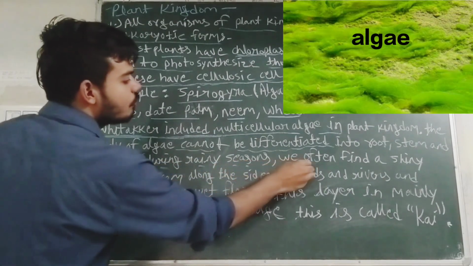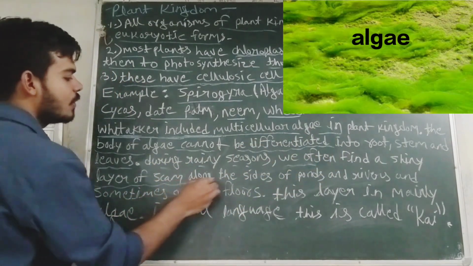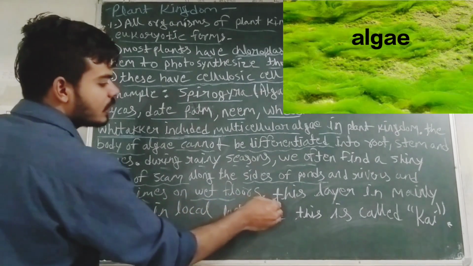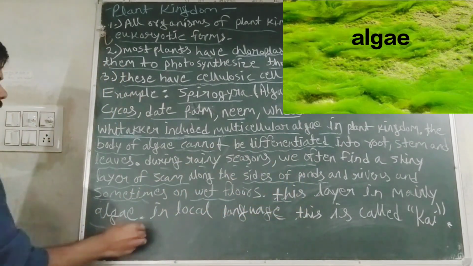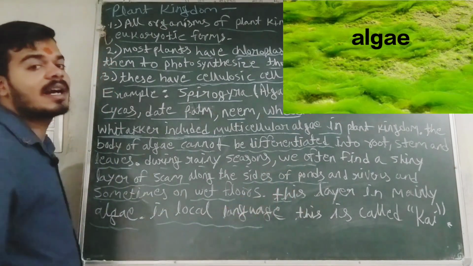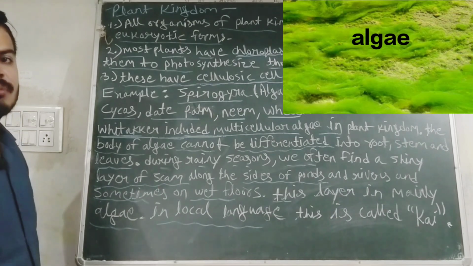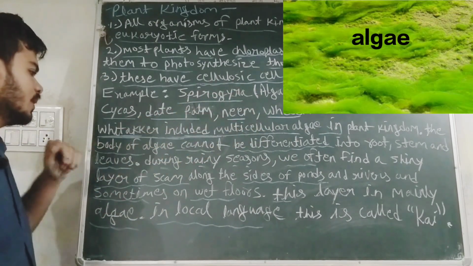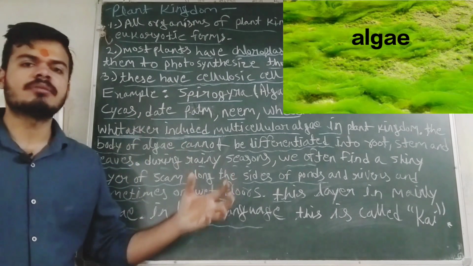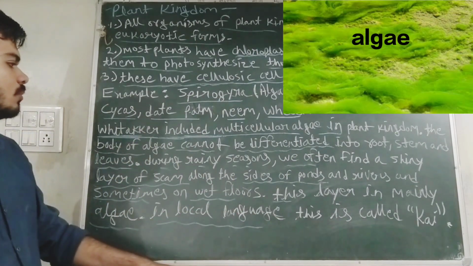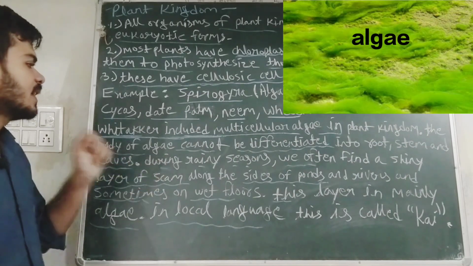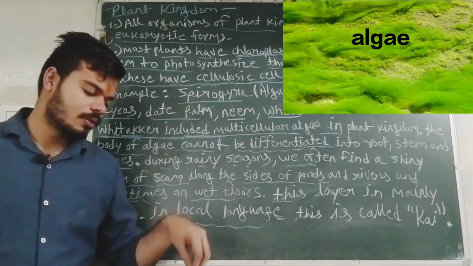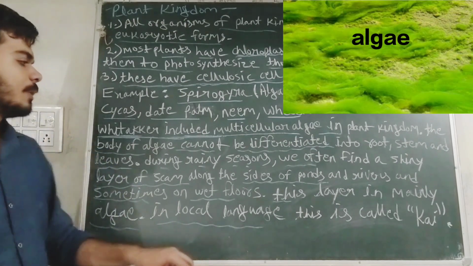During rainy seasons, we often find a shiny layer of scum along the sides of ponds and rivers and sometimes on wet floors. This layer is mainly algae. In local language this is called kai. Algae means kai. We cannot differentiate the kai into root, stem and leaves. We can see the kai, or the algae, in the rainy season. This is a layer which is mostly green and brown in color.